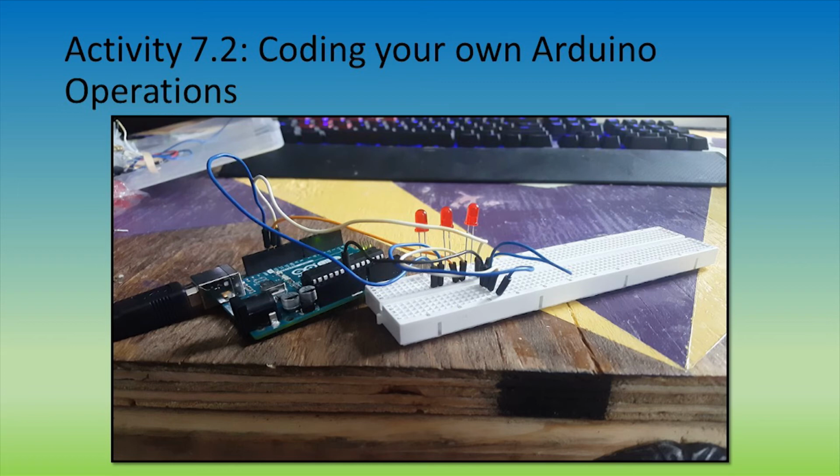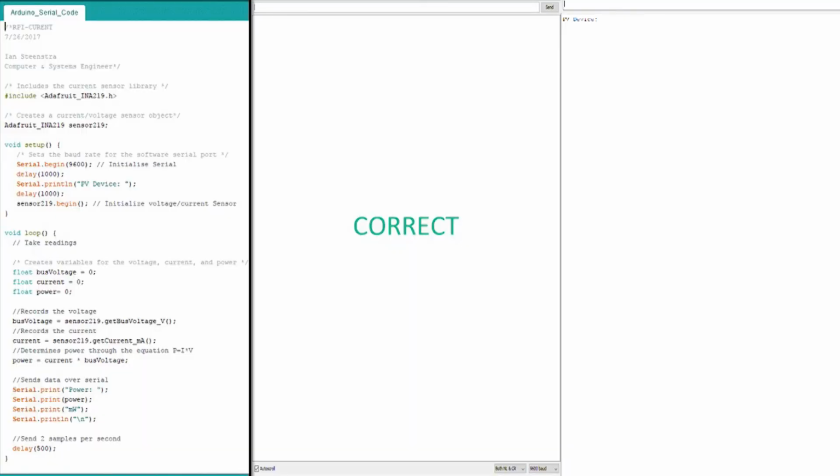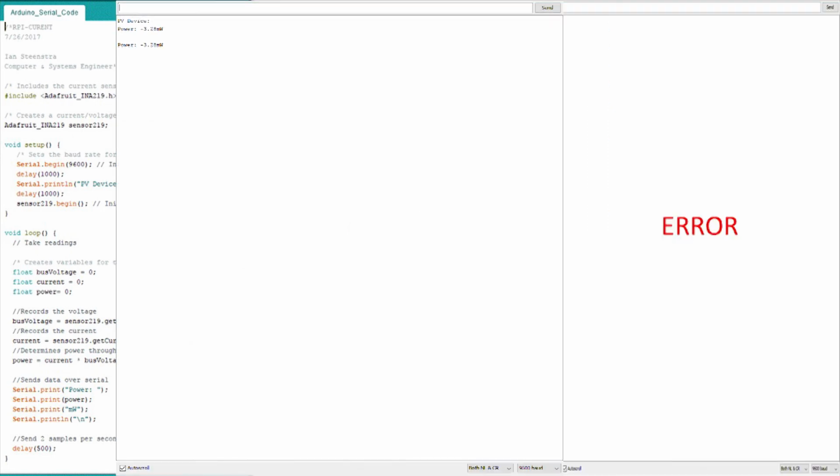Now you will run the code that is very similar to that of the final code. The only change is that we'll be using Bluetooth serial in order to send data wirelessly, without the need of a cable between the Arduino and computer. By now, you should understand most of the code within the sketch. Copy and paste the code into your IDE and compile and upload it. You should first see the line PV device, followed by power and a number in milliwatts. If the number remains negative 3.28, there is a fault in your connection between the Arduino and current sensor.